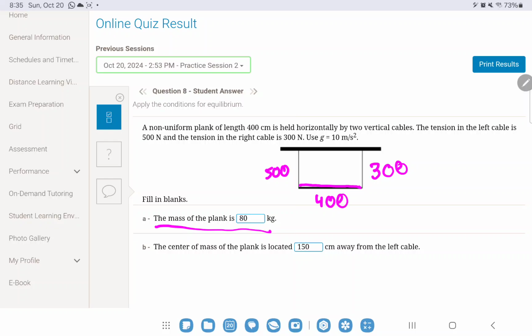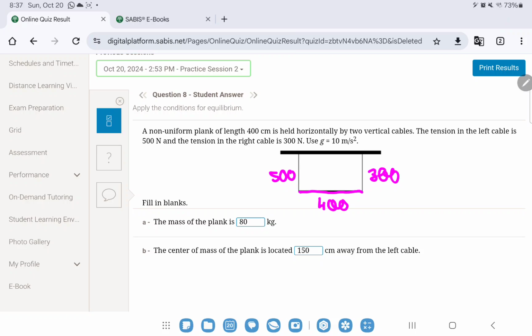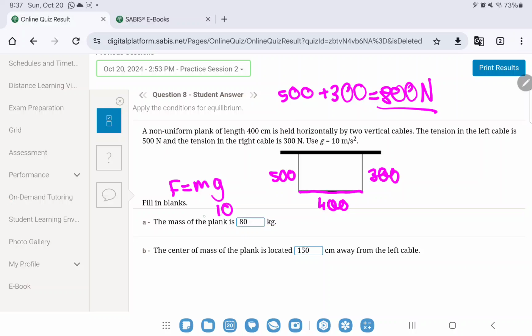So the mass is gonna come from the upward force on the cables. You're just gonna add your forces here, which is 500 plus 300, which is gonna be 800. That is your force, in newtons. Now we know force equals mass times g. Our g is 10, our mass is m, and our force equals 800. So m equals 80 kilograms.